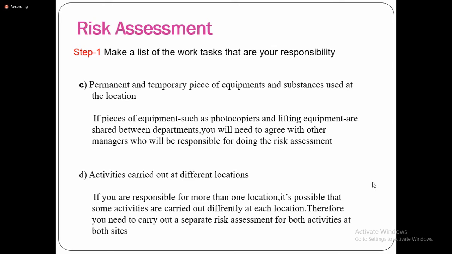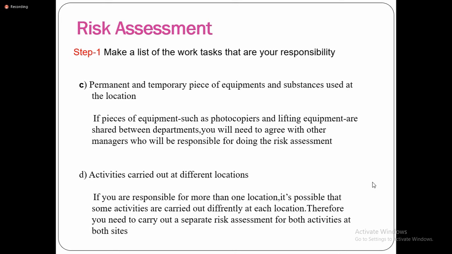Sometimes, for example, canteen area. Assume you do have two canteens. One is front side and one is rear side. Then you may say, okay, this is the canteen and you have carried out the assessment. You will keep the same copy for the other one. No, it is totally different.